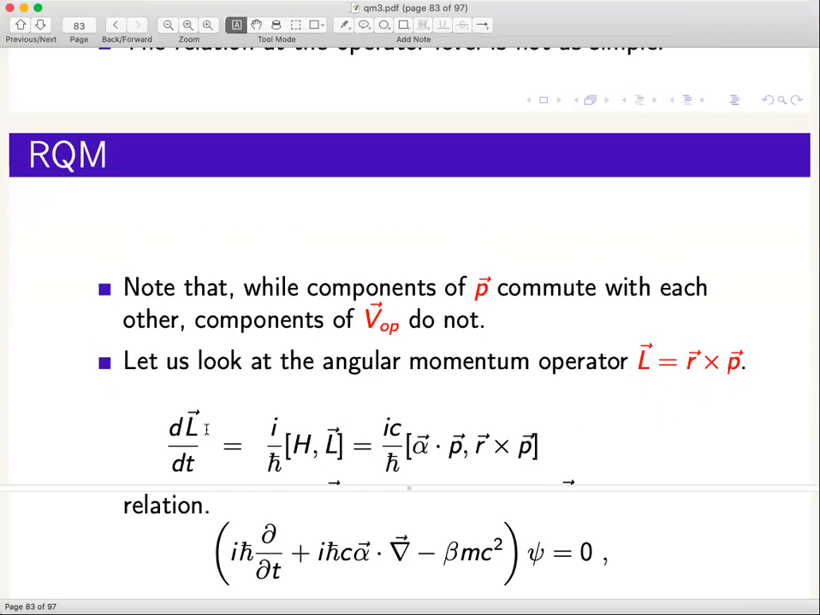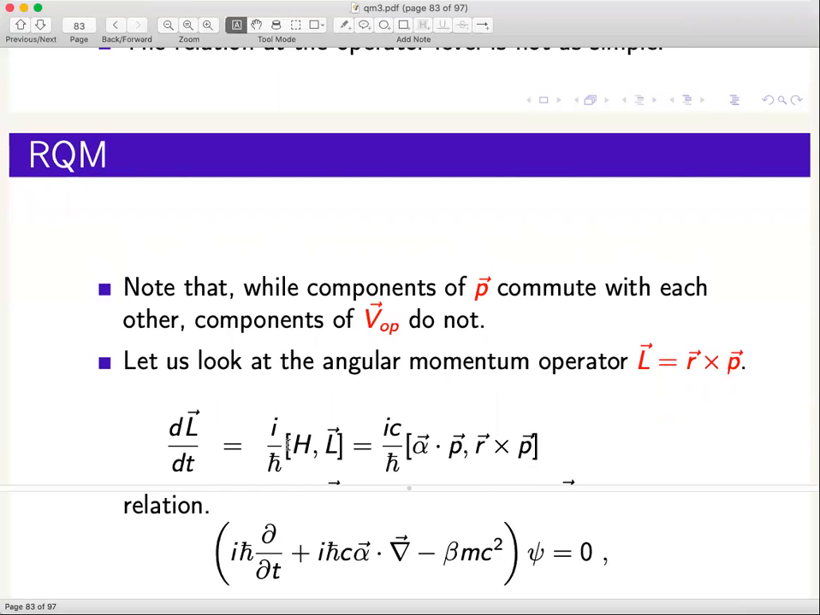Now remember, we want the angular momentum to be conserved. Therefore if you write down i upon h bar times the commutator of H with L, we would expect the answer to be 0. Now let's look at that here.